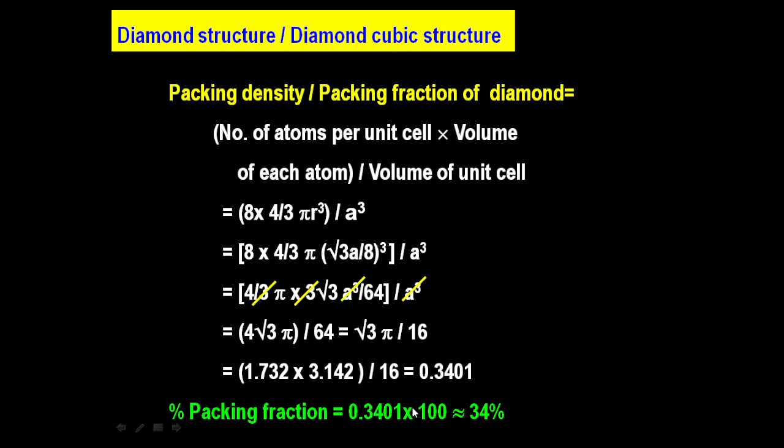If I multiply this by 100, I get the percentage packing density, or percentage packing fraction, which is 34%. So for the diamond structure, the percentage packing fraction is 34%.